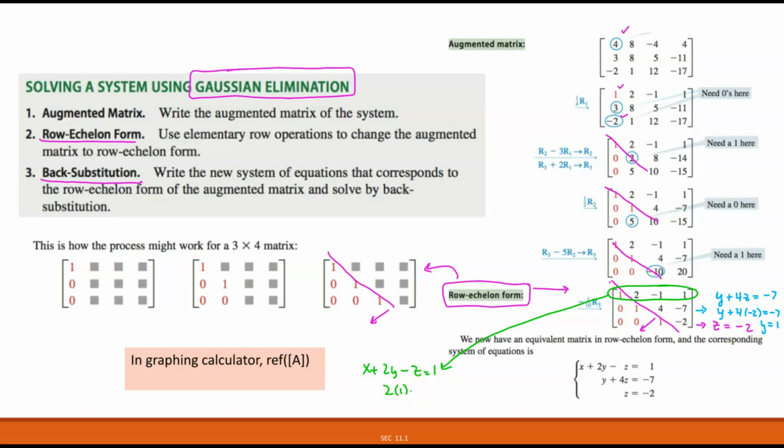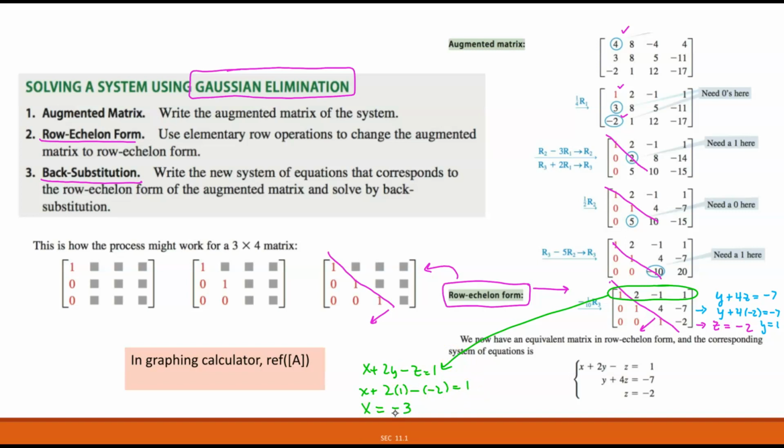Z is negative 2, so we'll plug in a negative 2, and we can backtrack to get y, backtrack to get x, and so that's why it's called back substitution. Okay, so 2 plus 2 is 4. 1 minus 4 would give us a negative 3.